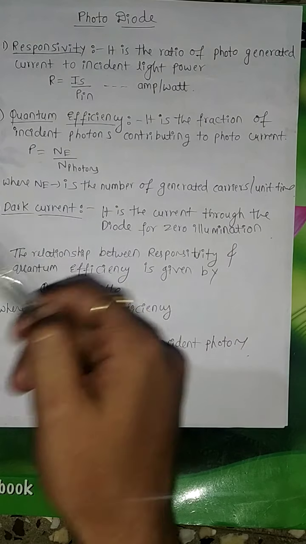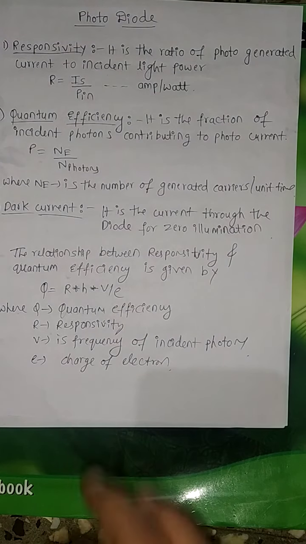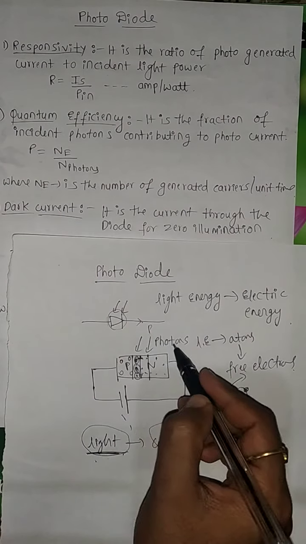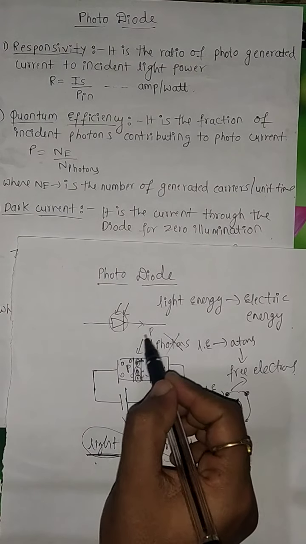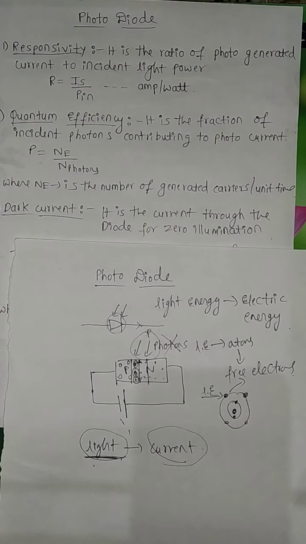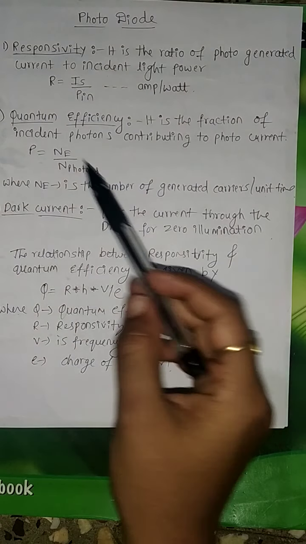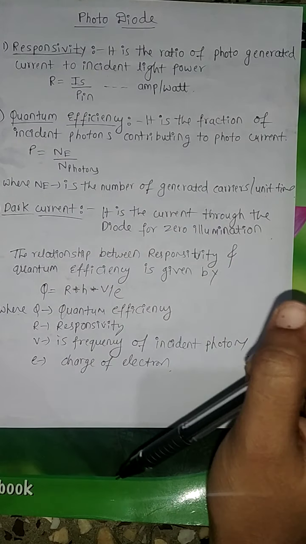Next we will go to the quantum efficiency. Quantum efficiency is the fraction of incident photons contributing to photocurrent. What does that mean? Whenever light is incident on the photodiode, not all the photons will generate current. Only some of the incident photons will generate current. Understanding? So that ratio we are going to find: Ne divided by n photons. Ne is the number of generated carriers.